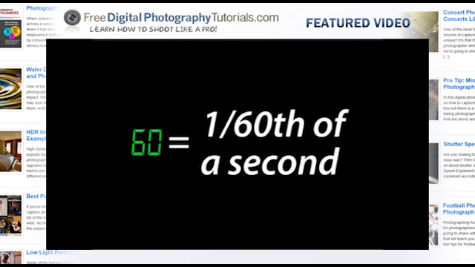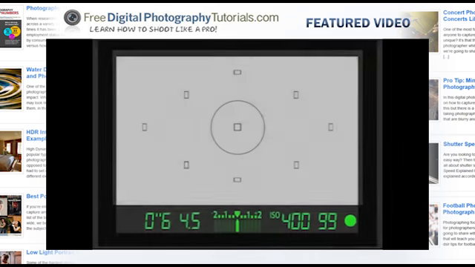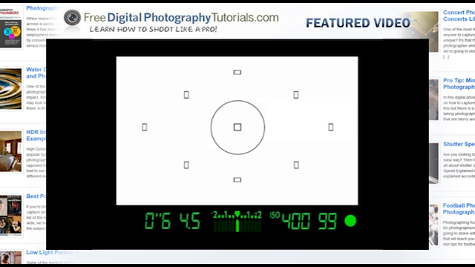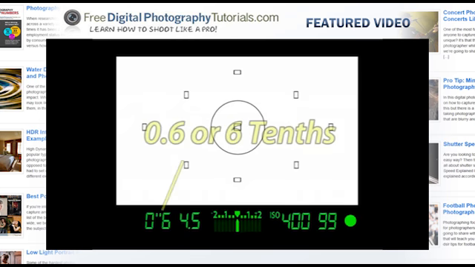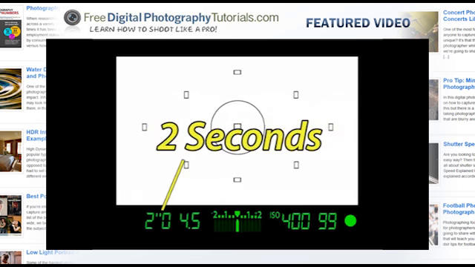Slower shutter speeds will display quotation marks, which indicate a measure in seconds. So say for example you had a shutter speed of 0 quotation mark 6. This is really 6/10ths of a second. Or if you had a shutter speed of 2 quotation mark 0, this is really a shutter speed of 2 seconds.